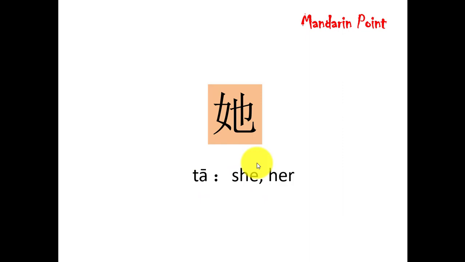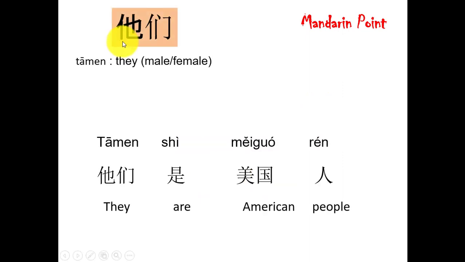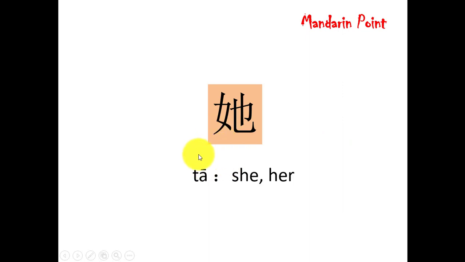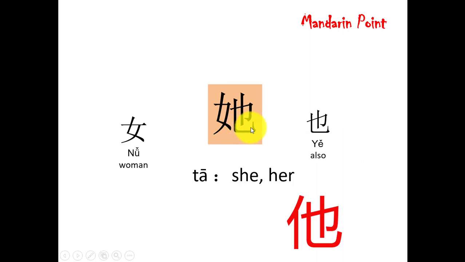So you should differentiate this ta and the previous ta that is used for male persons. Let's decompose this ta which is used for female persons. On the left side we have 女, meaning woman, and this is ye. Also this one is common in both of these ta, but this one indicates that this ta is for female persons. So both of these can be derived directly from basic strokes.